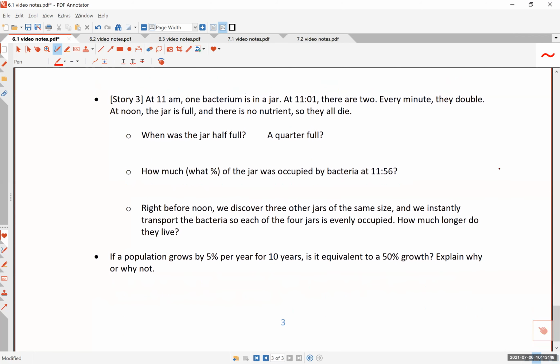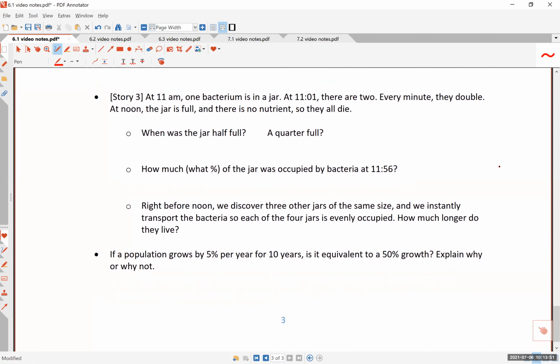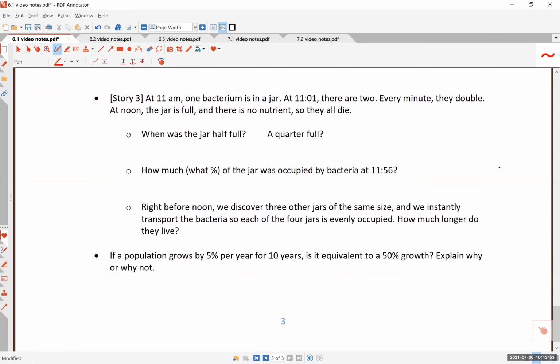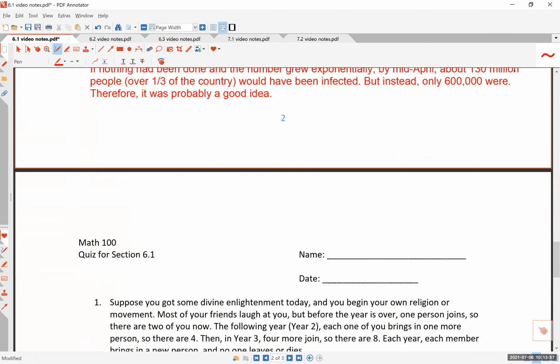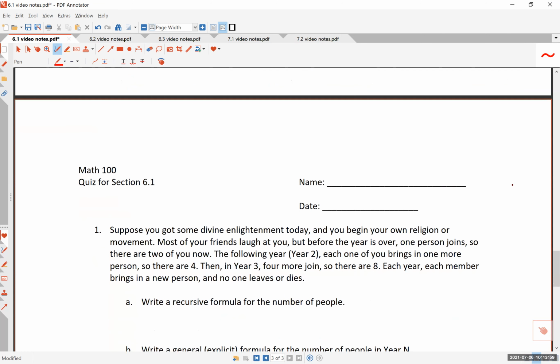Number 3 is about a bacterium that splits and doubles every minute. So you should be able to do these problems. I hope you will, and go dive into the quiz for section 6.1. All right, that is our lesson for section 6.1.